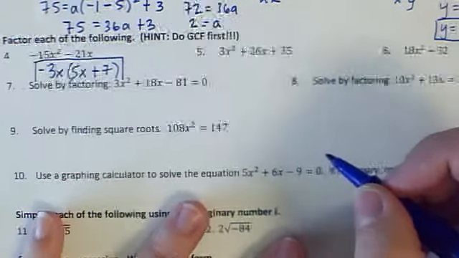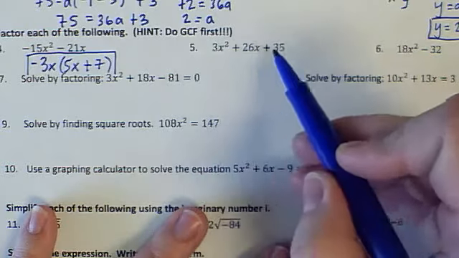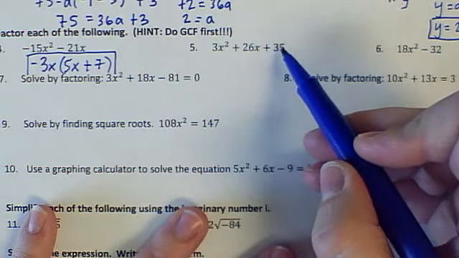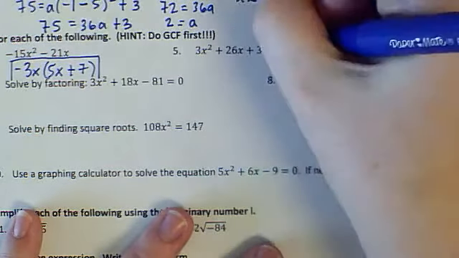Alright, on number 5, 3, 26, and 35, there is no GCF, so let's multiply A times C. 3 times 35 is 105.